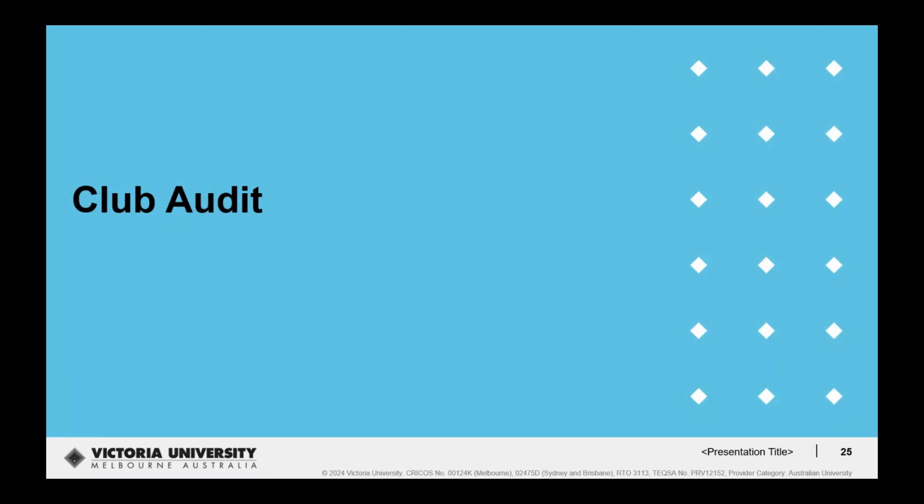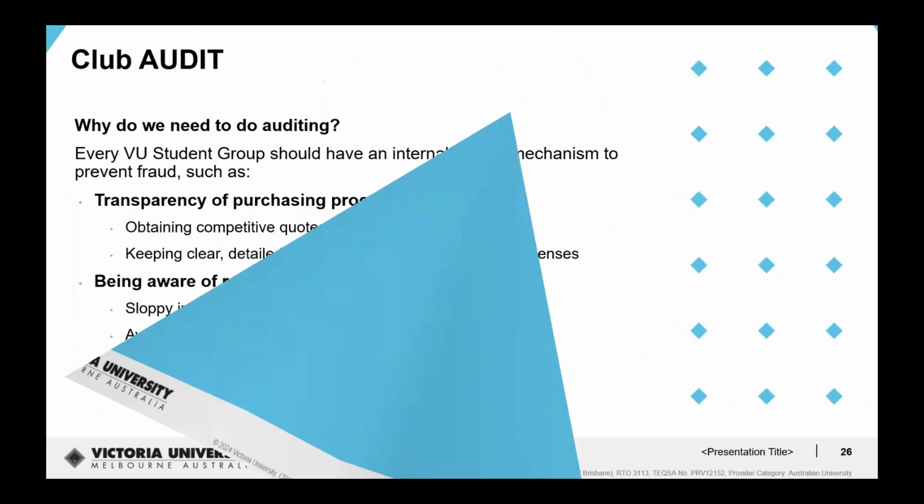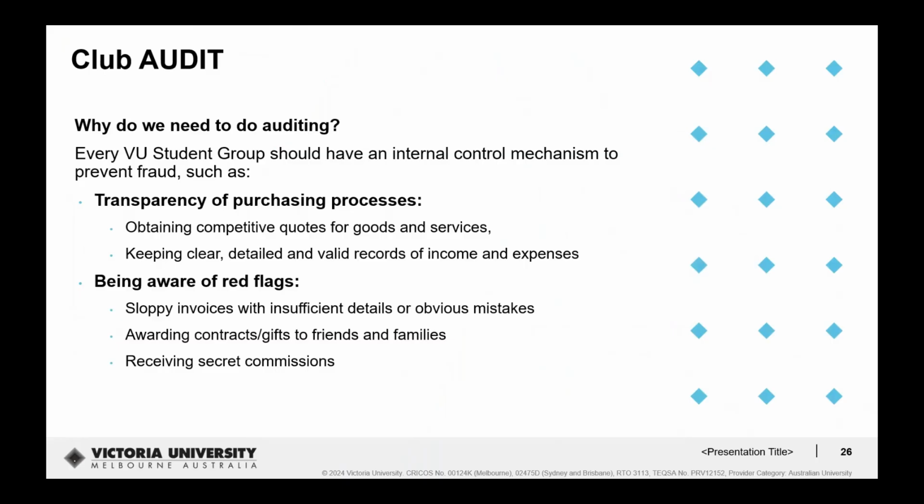We'll now go through the club audit process. Auditing is to make sure that everyone sticks to the principles of integrity and honesty, and to prevent any potential fraud, corruption, misconduct, or other red flags. To do that, every student group should have an internal control mechanism to prevent such things.